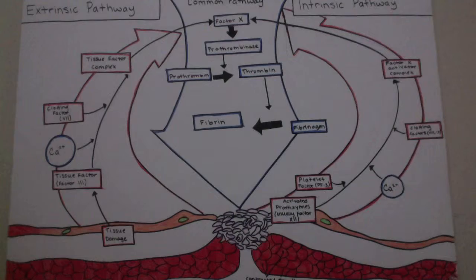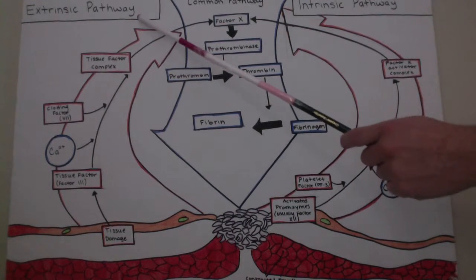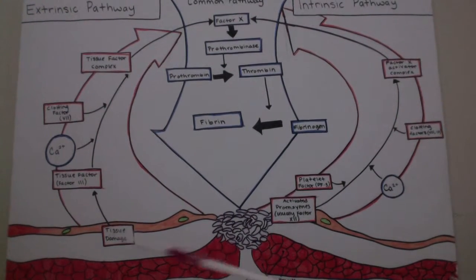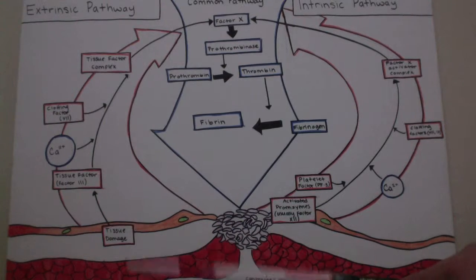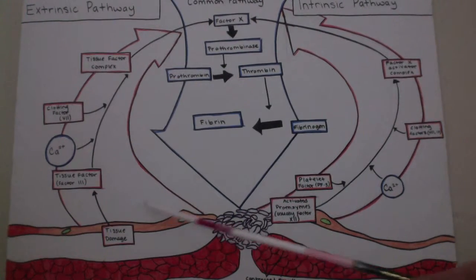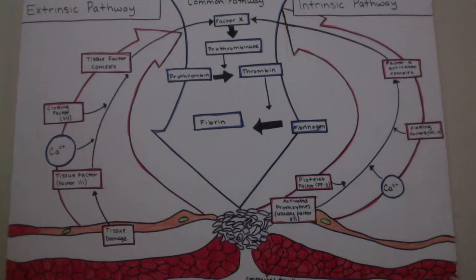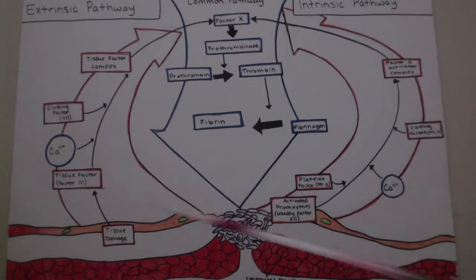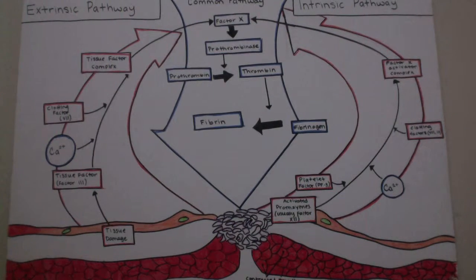Okay, so now we're going to start with our first process, which is going to be the extrinsic pathway. The extrinsic pathway starts with this tissue damage right here, okay, at the endothelial cells. Now, from there, we're going to follow it up to the tissue factor, which is going to be the first process of the extrinsic pathway. Basically, the tissue damage is that damage to the endothelial cells or the peritoneal tissues, okay.